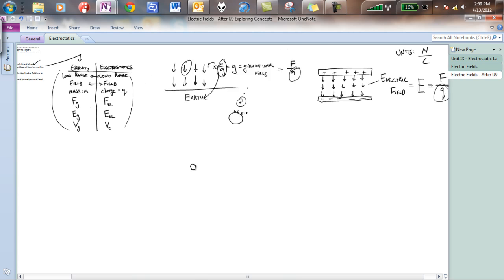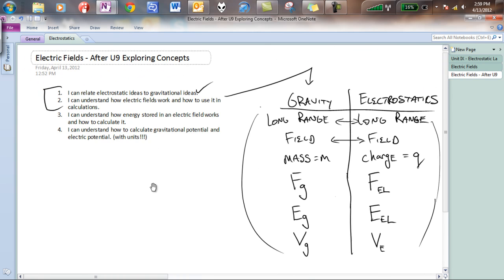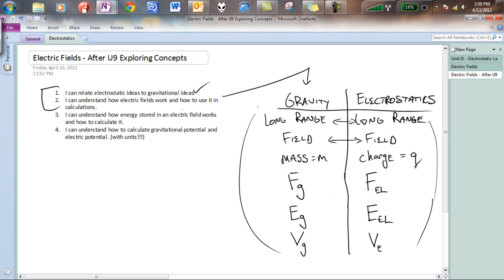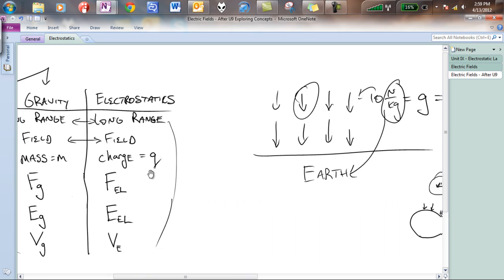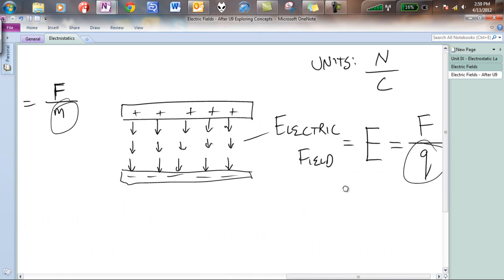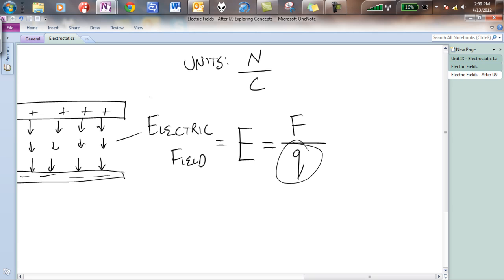So going back to our learning targets, this video wraps up the first two on our list: I can relate electrostatic ideas to gravitational ideas, and I can understand how electric fields work and how to use them in calculations. And so we used these calculations before. Again, electric field, force divided by Q.